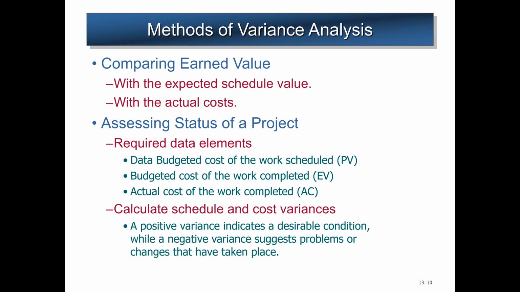Also, assessing the status of a project will require data elements, for example, the budgeted cost of the work scheduled, the budgeted cost of the work completed, and the actual cost of the work completed. So we can calculate the schedule and cost variances. Again, using a formula, in this case, a positive variance will indicate the desirable condition. That's what we want, while a negative variance will suggest problems or changes that have taken place.